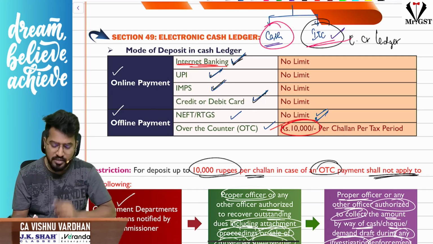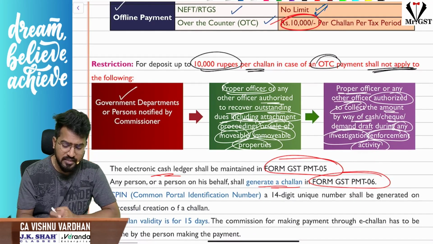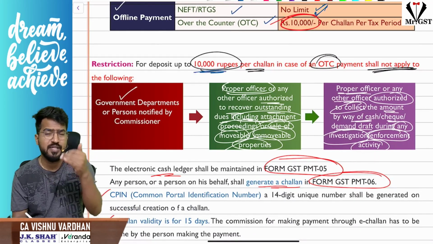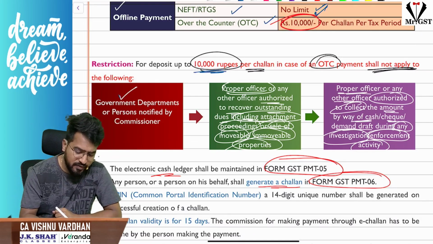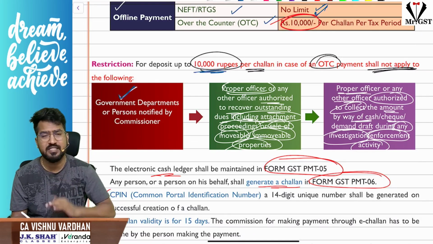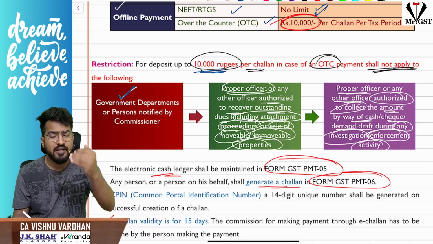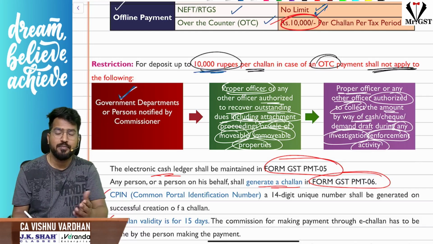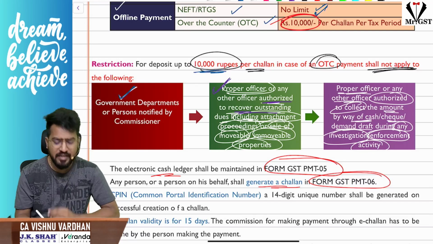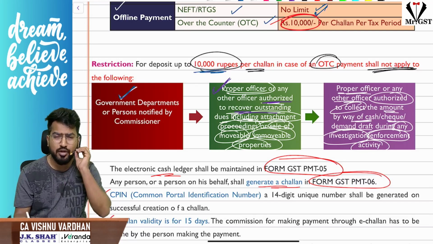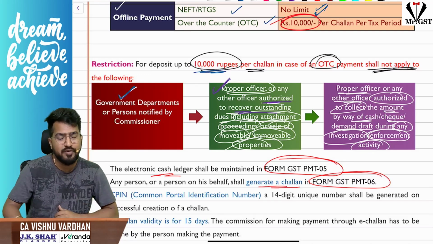That is the restriction. But the interesting part is that this 10,000 per challan per tax period limit is not applicable in certain cases. What are the cases? If it is a government department or notified persons, this 10,000 challan limit is not applicable, so they can make over the counter payments however much they want. Next, any proper officer who is authorized for recovering any outstanding dues.